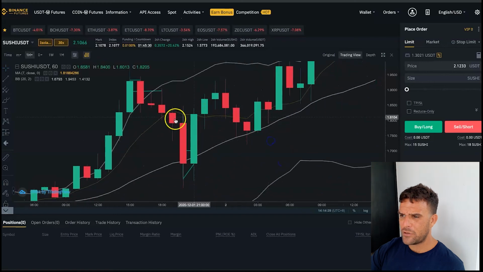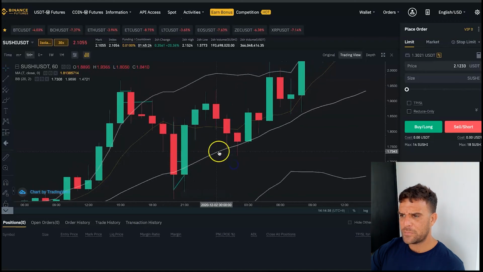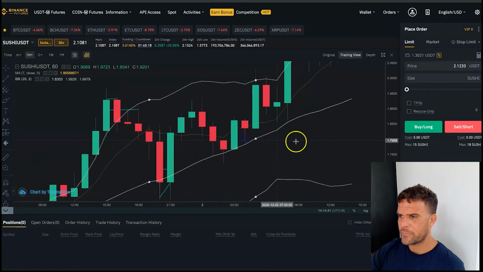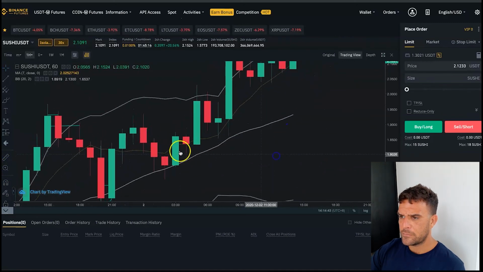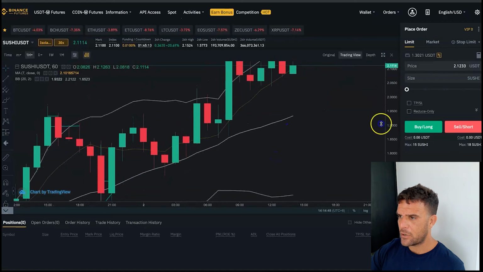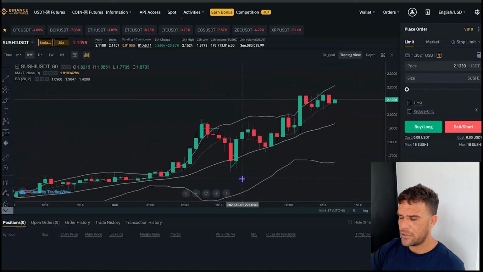Just be aware if you're looking at big movements like this, if there's a big red candle then a big green candle, depending on when you're getting in, there's already been quite a big movement up in the other direction. But you can see it did imply that it just kept going up and up and up.